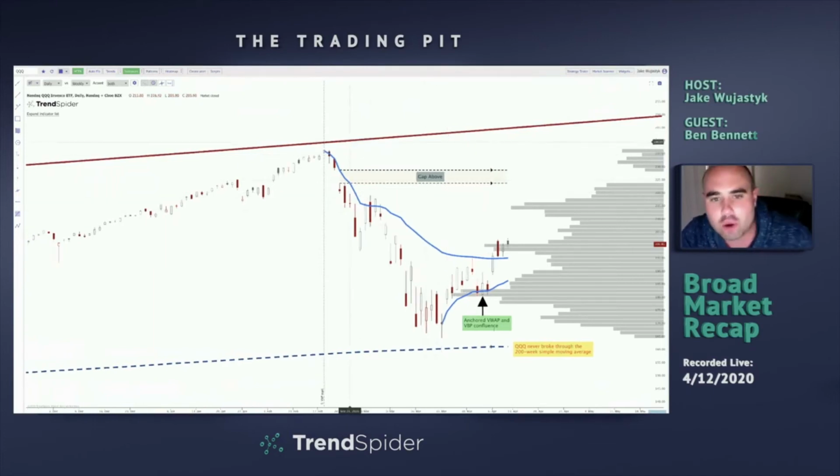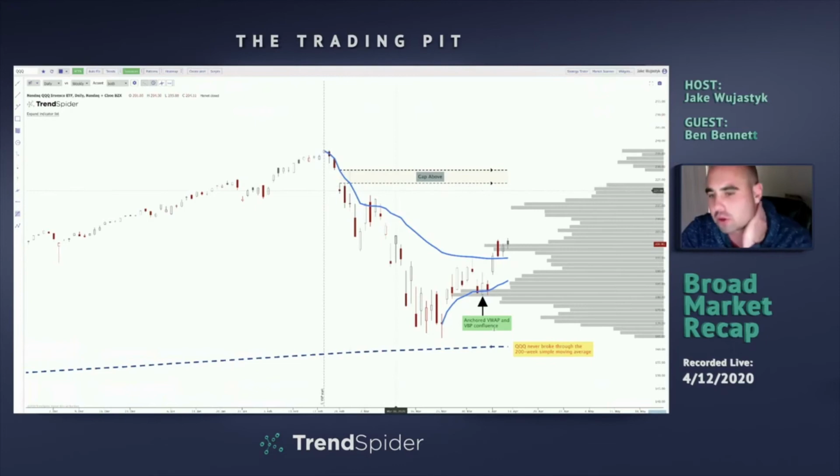Another thing that I want to mention here is this is not your typical market sell-off, right? You generally think of tech, QQQ, your tech companies, to be the ones that are going to get hit the most. And in this case, notice that the Qs did actually not break down through their 200-week SMA like the S&P 500 did, the SPY ETF. So that is something I wanted to mention.